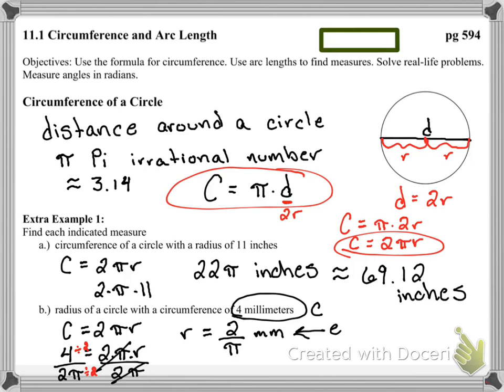This right here is the exact measurement of that radius, but a lot of times we like that approximately. So take 2 divided by pi in our calculator, and we end up getting approximately 0.64 millimeters. Okay, so there's the exact and the approximate.